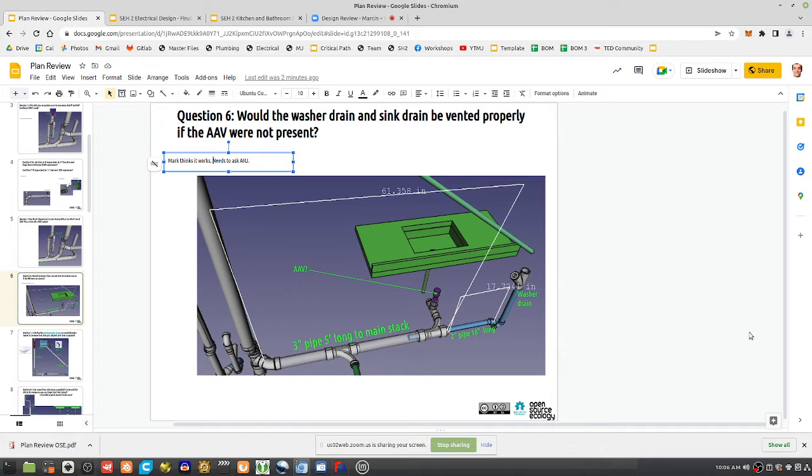Yeah. And now, since we're actually building it as a prototype, we wanted to do it right. But what's your opinion right now, with the AAV is okay, but what about without it? I would give you credit. I would say that it's going to function properly. Well, you've got the oversized waste line. You're relatively close to the main stack. I don't think there's going to be any issues at all. Right. Excellent. Okay.